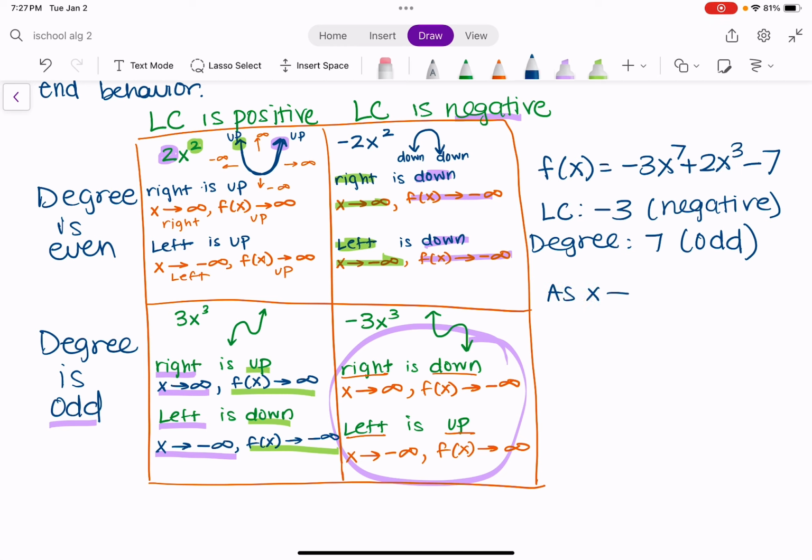So our end behavior would be this. As x goes to infinity, f of x goes to negative infinity. As x goes to negative infinity, f of x goes to infinity. You just copy down what we wrote down in the chart, okay? It looks way more complicated than it actually is. If you have questions, ask for help. Otherwise, try the practice.